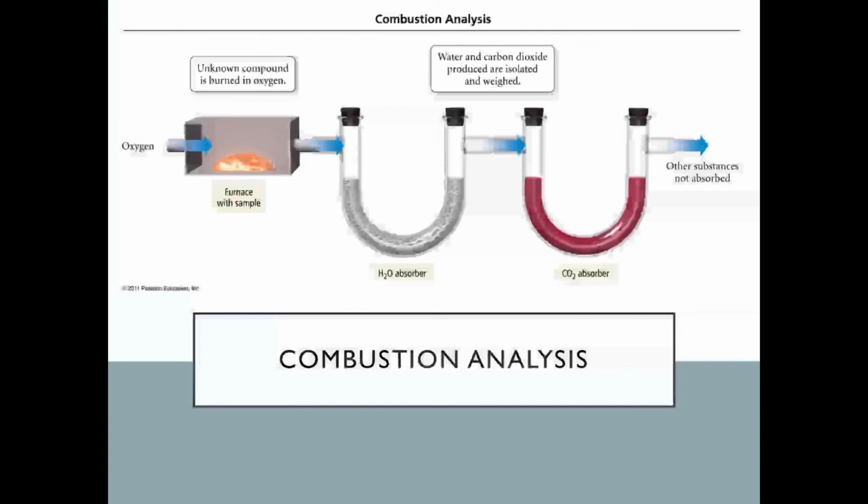And the reason that this is cool is that we can take some unknown hydrocarbon and then we can burn it in a furnace, and we'll have as much oxygen as we want, but we'll just keep burning this hydrocarbon. And after we burn this hydrocarbon, we can send it through these 2 different absorbers. We can send it through one that absorbs water, and then the next one that absorbs carbon dioxide. And we can actually figure out how much water and carbon dioxide are being produced from burning this hydrocarbon. And once we know that, we can actually back calculate and figure out, based on the amount of water and carbon dioxide that are produced, what exactly was the hydrocarbon that we burned, which is neat.